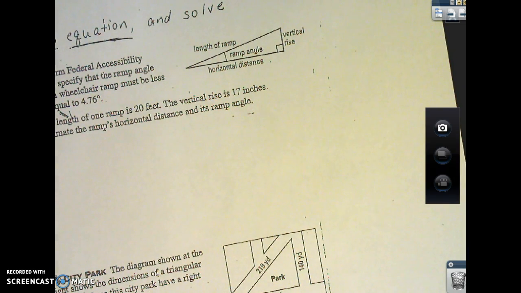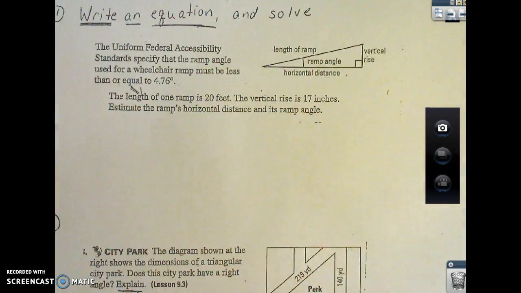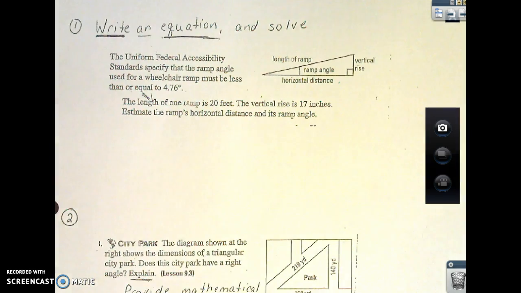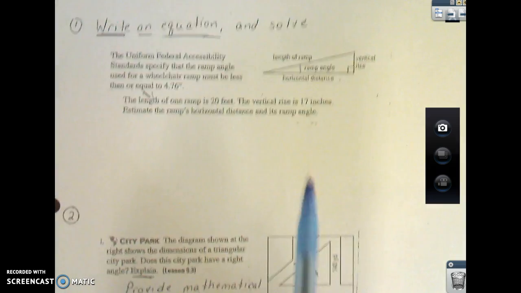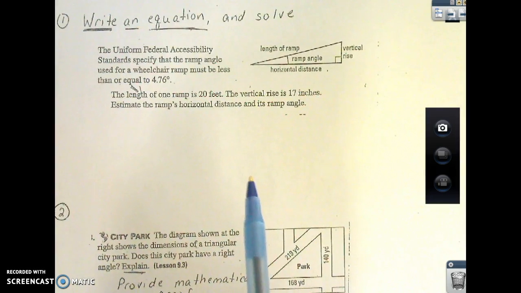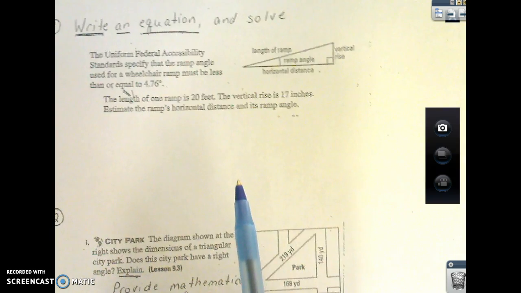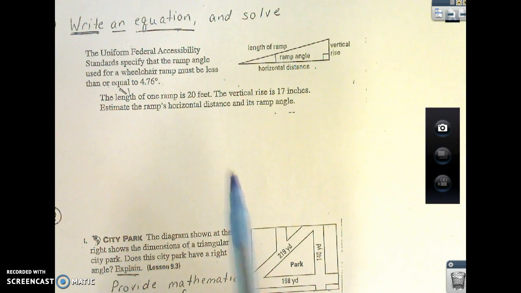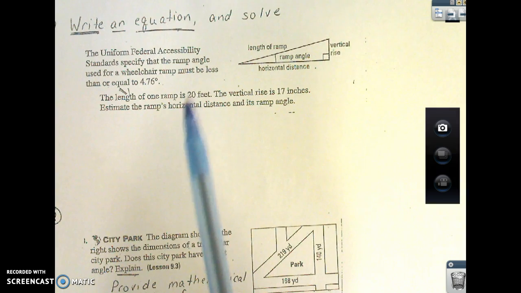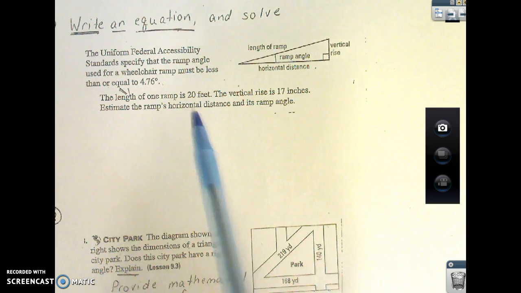So, what we're going to be taking a look at here is a bunch of problems involving trig. So let's take a look and see how we do. The Uniform Federal Accessibility Standards specify that the ramp angle used for a wheelchair ramp must be less than or equal to 4.76 degrees. The length of one ramp is 20 feet.